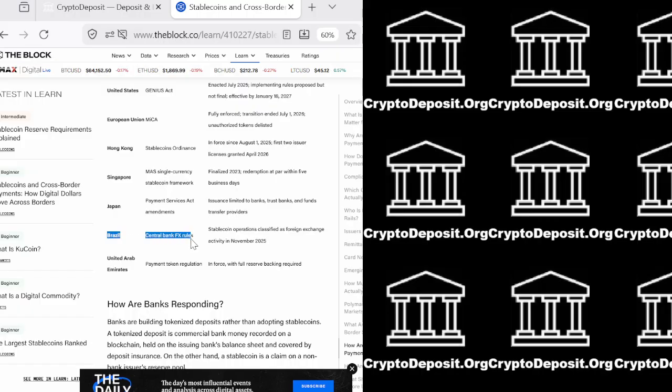Over in Brazil, central bank forex rules: stablecoin operations classified as foreign exchange activity in November 2025. So that means a little over half a year ago, in November 2025, the Brazilian government made it a central bank forex rule. So any stablecoin operations are specifically classified as a foreign exchange activity.